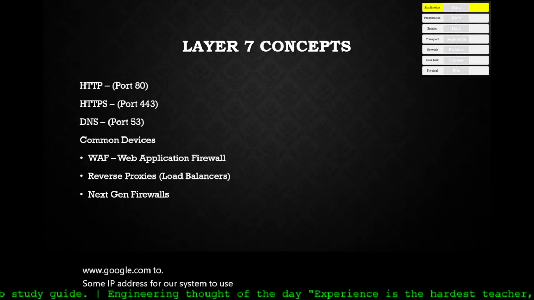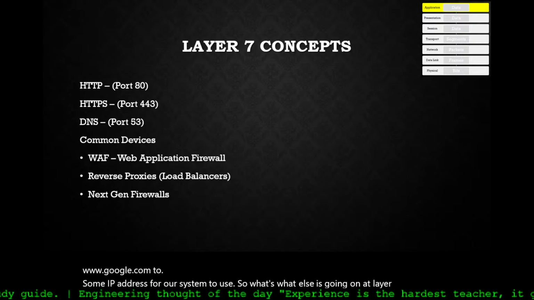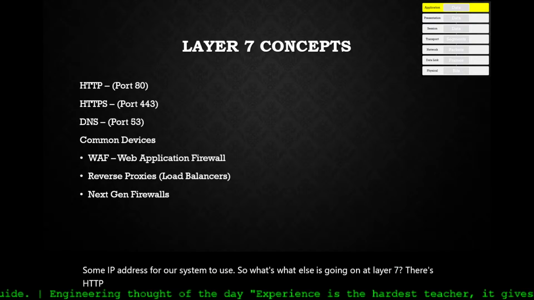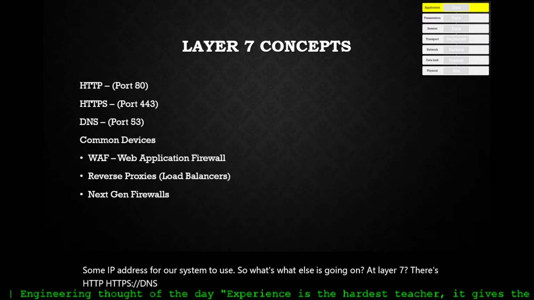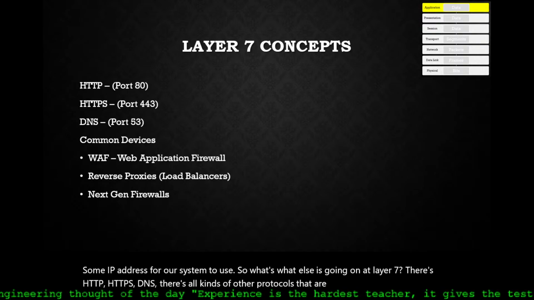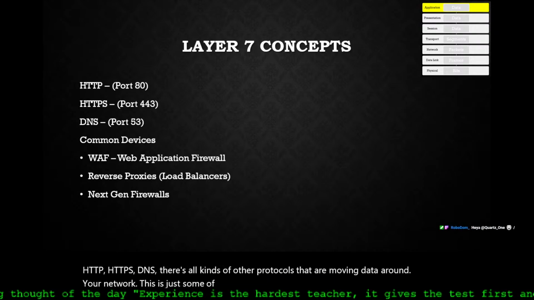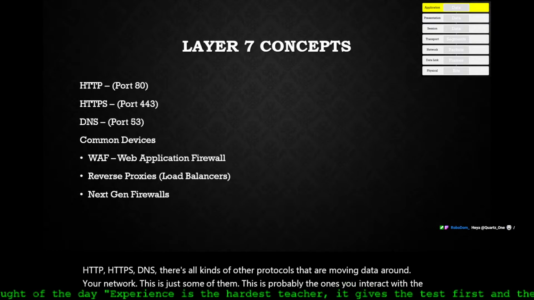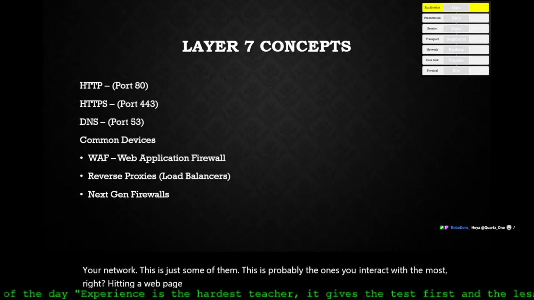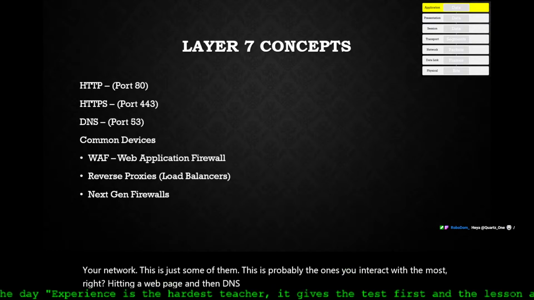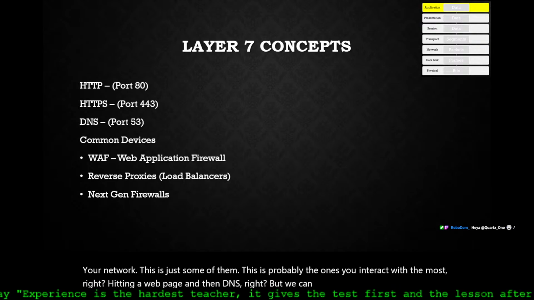So what else is going on at layer 7? There's HTTP, HTTPS, DNS. There's all kinds of other protocols that are moving data around your network. This is just some of them. These are probably the ones you interact with the most, right? Hitting a web page and then DNS. But we can see some of that, like we can see DNS happen.